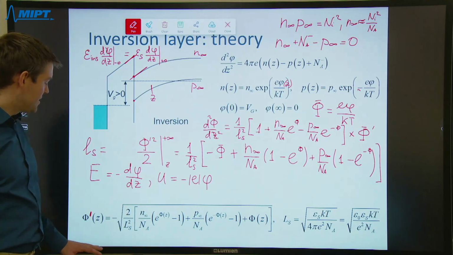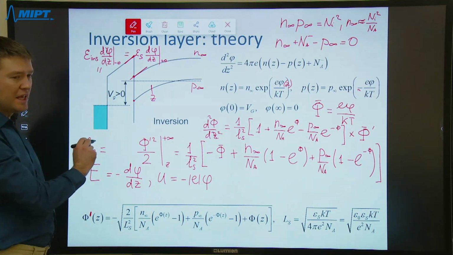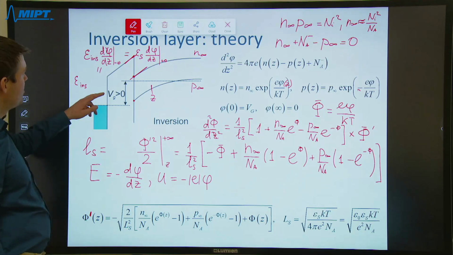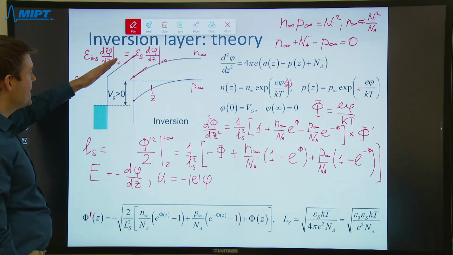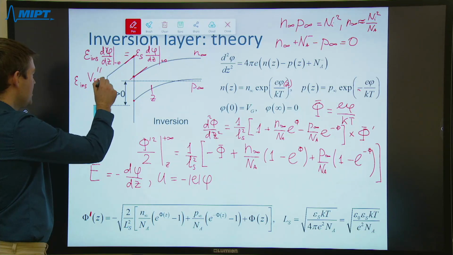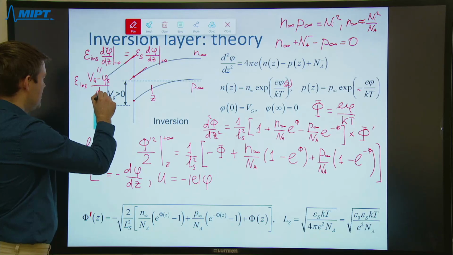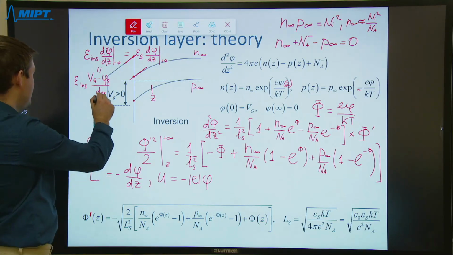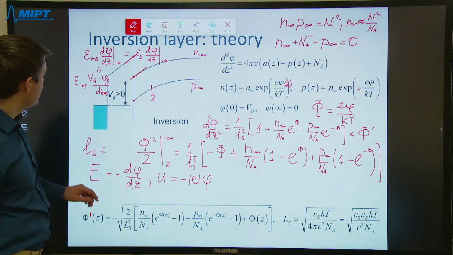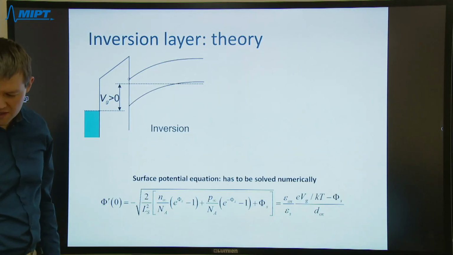The derivative at the semiconductor side was found, but the derivative at the insulator side can also be found easily, because here the field is constant and the field can be estimated as the gate voltage minus the potential at the surface of the semiconductor, divided by the insulator thickness. So what we get finally is the boundary condition for the Poisson's equation.